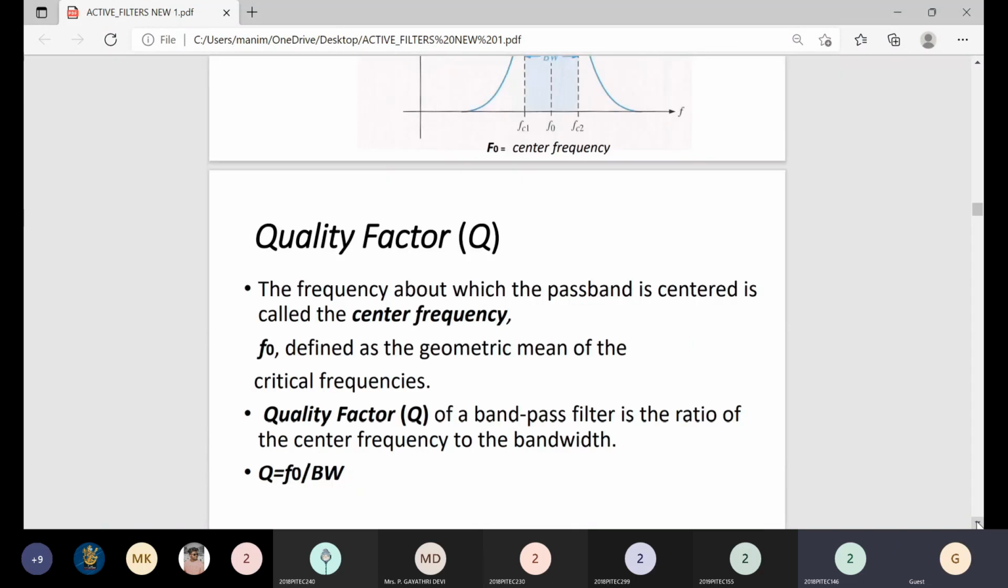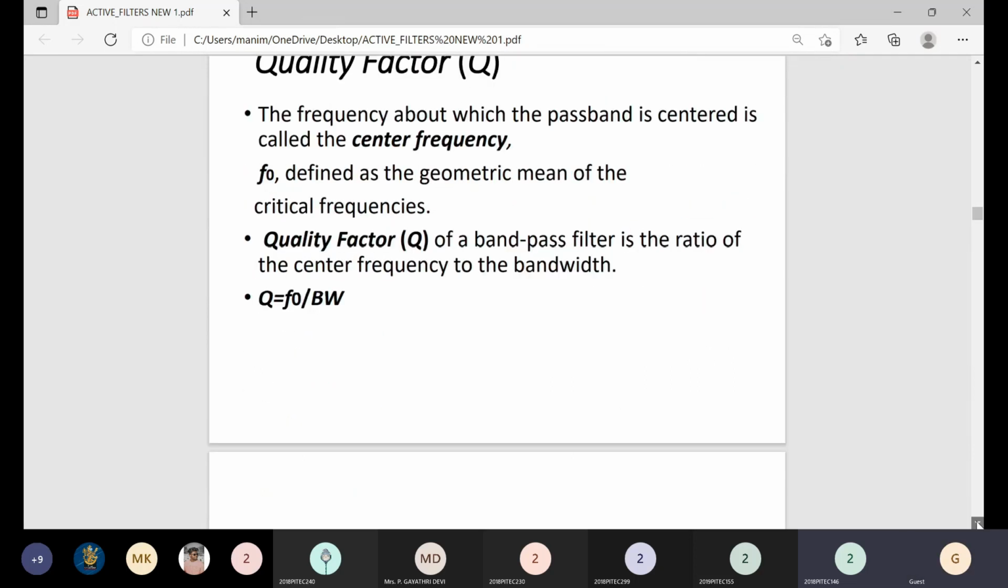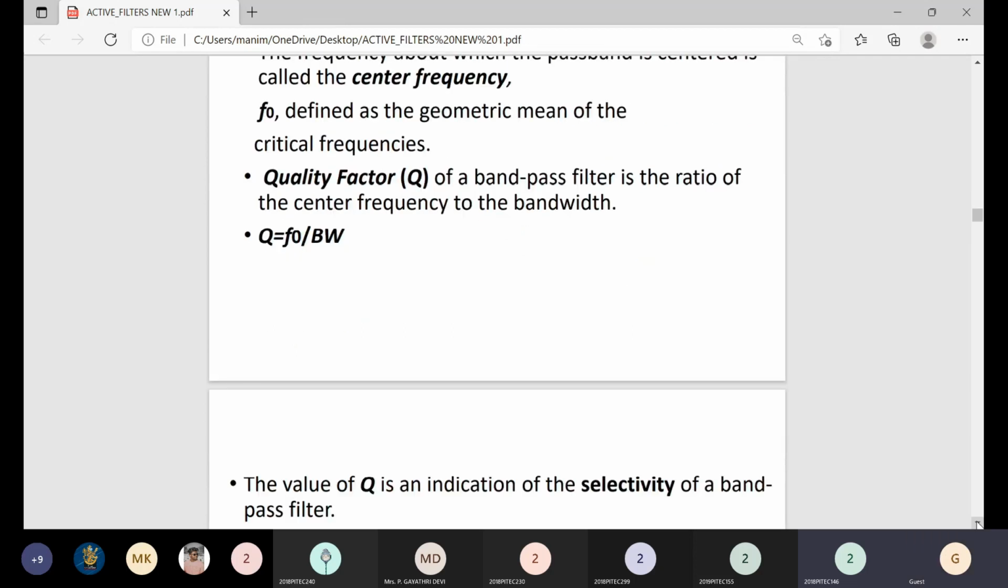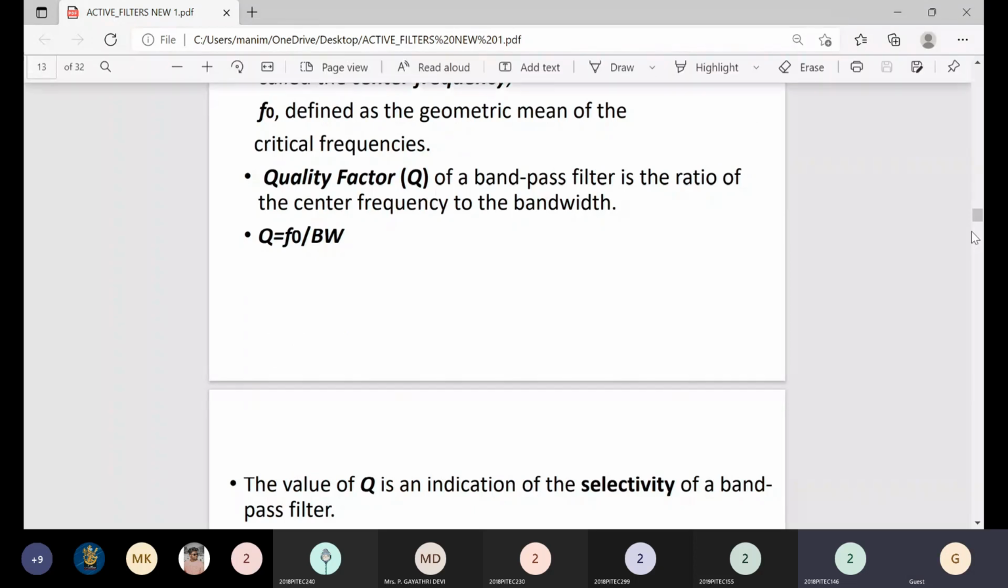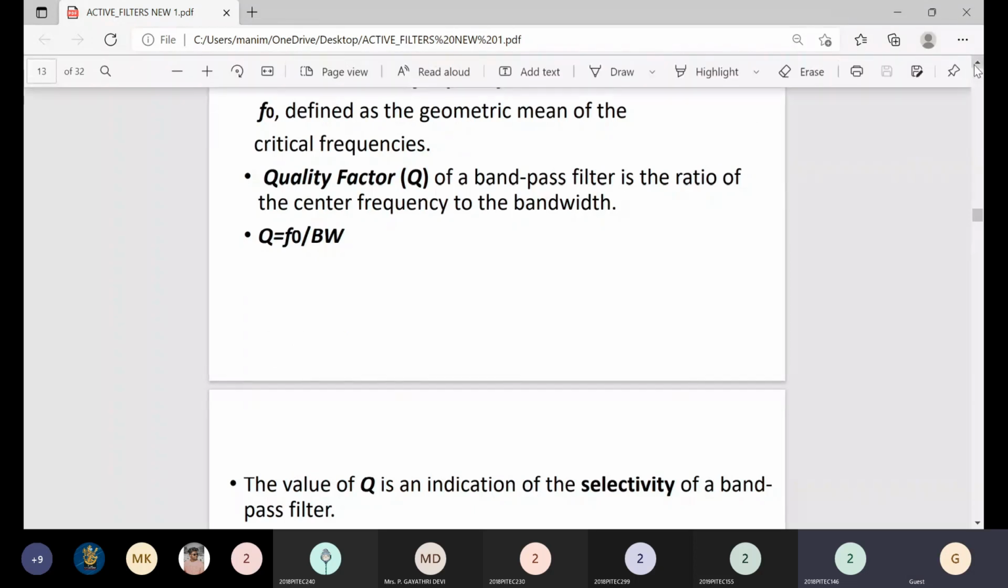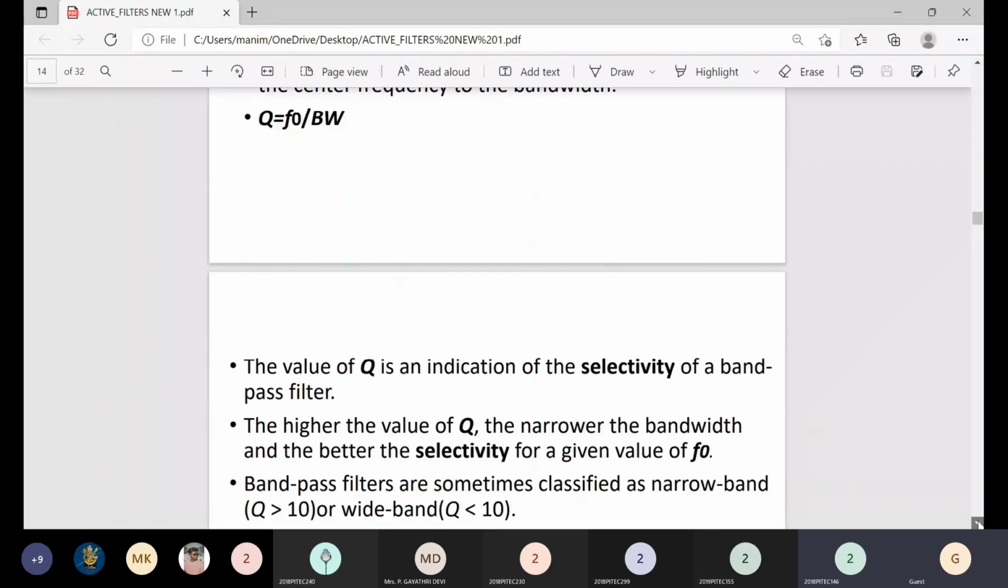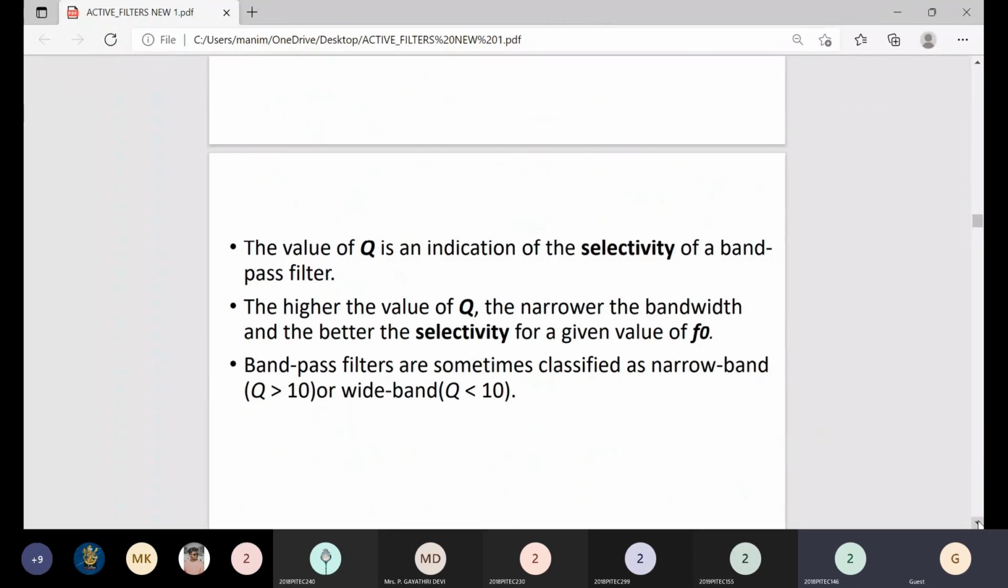The quality factor is the ratio of the center frequency to the bandwidth. So this is the quality factor. First we should know what the filter quality factor is. The quality factor is also called the selectivity.